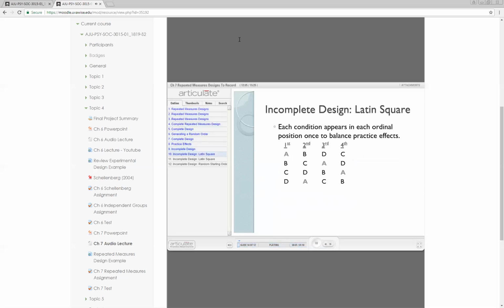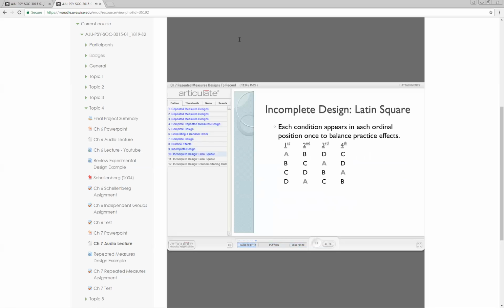If we have an incomplete design, meaning each participant does each condition only once, and we don't have enough participants to do all possible orders, we can do a select order. There's a couple of different ways we can do this. One of the best ones is a Latin square.